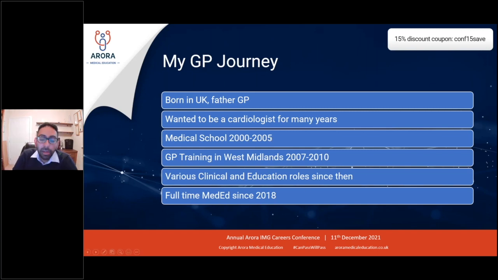So I applied for GP training in West Midlands, and I finished that in 2010. And since then, like I mentioned, I've done lots of clinical and education roles, a lot of it in general practice, training other GP trainees and getting them through their years of training. And now I've been full-time in medical education since 2018, where the majority of what I do is GP training based, but also lots of other things as well now, for example, PLAB.